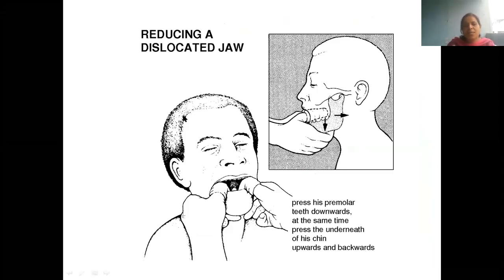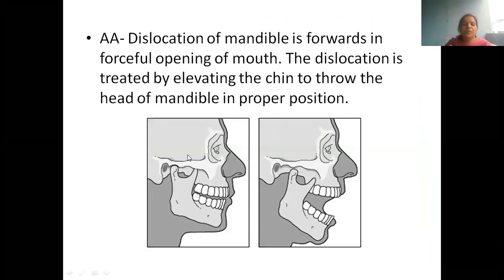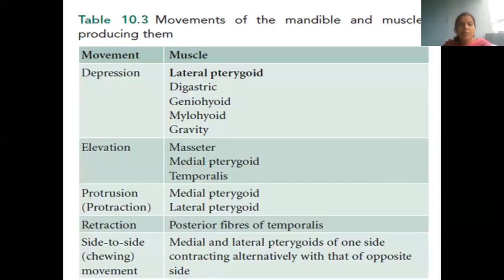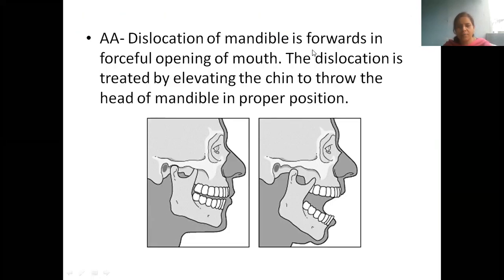So, dislocated jaw. The clinical way of framing the question is sometimes, if the ligaments surrounding the joint are not working properly or if there is any damage, then when we yawn excessively, it may get dislocated. That is dislocation of the mandible, which you can see here. It is displaced forwards. It is supposed to be in the mandibular fossa, but you can see it has moved forwards in forceful opening of the mouth. The dislocation is treated by elevating the chin to throw the head of the mandible into proper position.